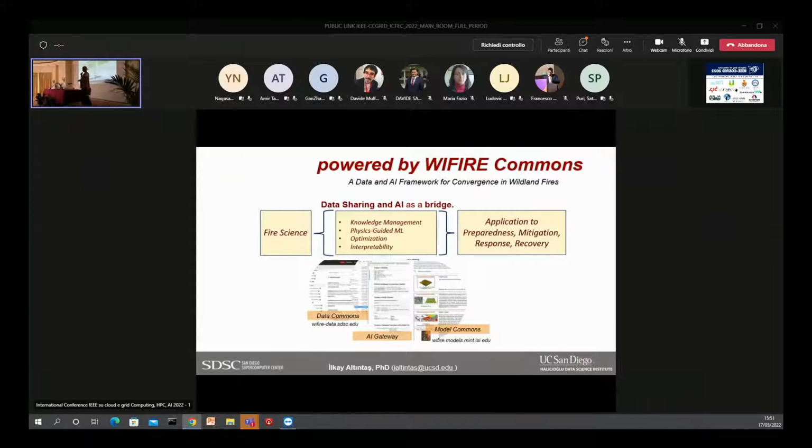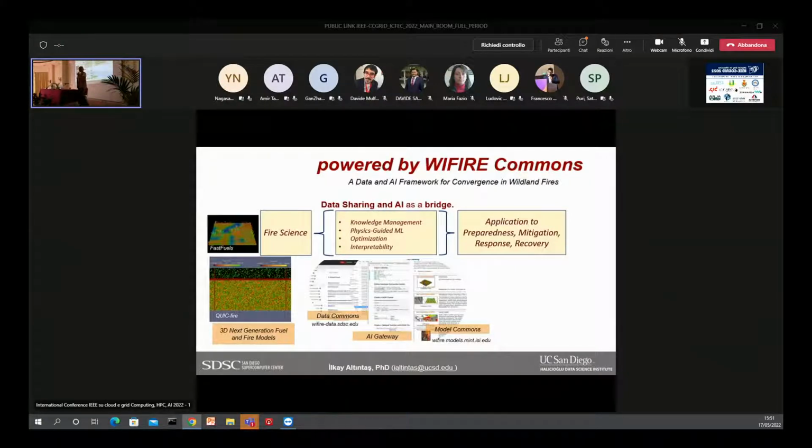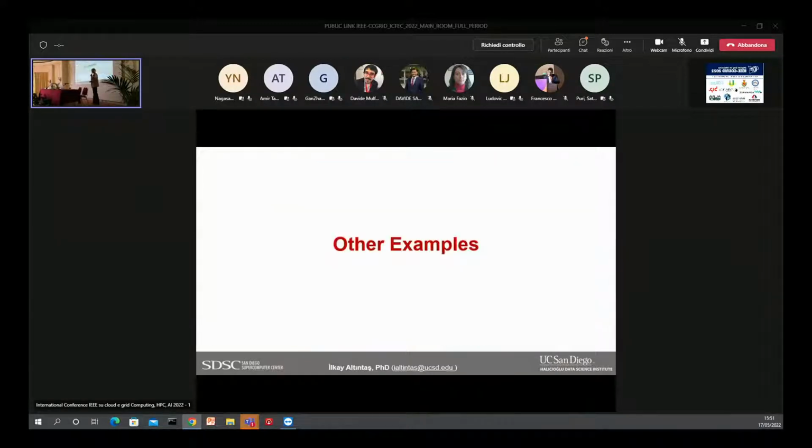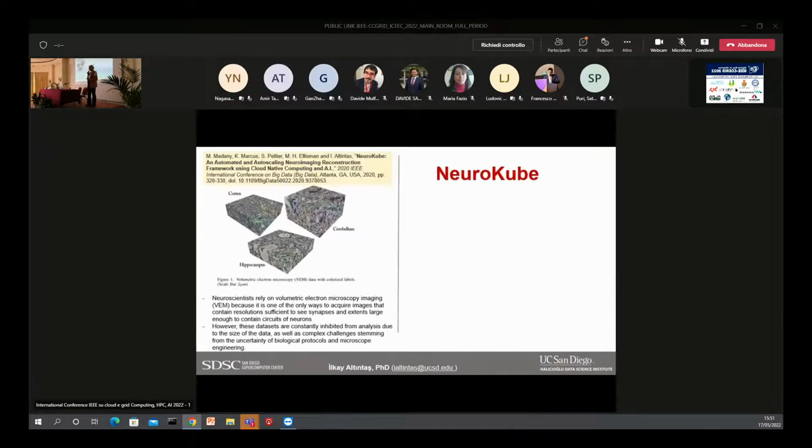Again, WIFIRE Commons enables a lot of this. In the back end, fire science is a part of it, and the environments where we can use that fire science in a use-inspired fashion are the other part. So I have about 5 minutes, and I'll talk about a few other applications, because this is actually pretty repeatable, it turns out. The first application is in neuroscience, for volumetric electron microscopy imaging and finding regions of interest in that.